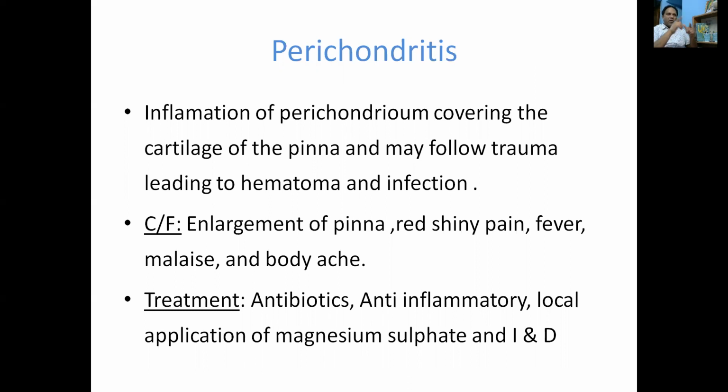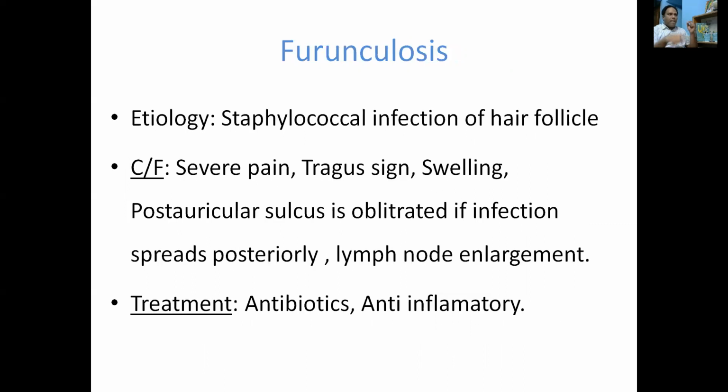Then coming to the very important perichondritis. It is inflammation of the perichondrium covering the cartilage of the pinna and may follow trauma, leading to hematoma and infection. Clinical features include enlargement of the pinna, red, shiny, pain, fever, malaise, and body ache. The treatment is antibiotics, anti-inflammatories, local application of magnesium sulfate, and incision and drainage.